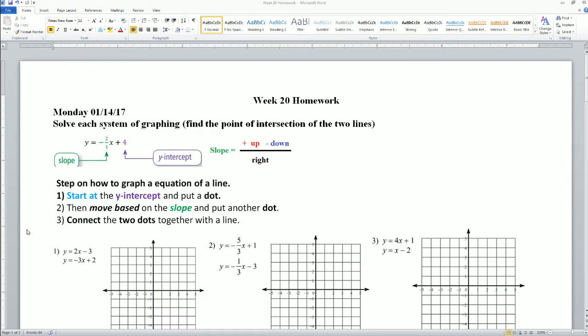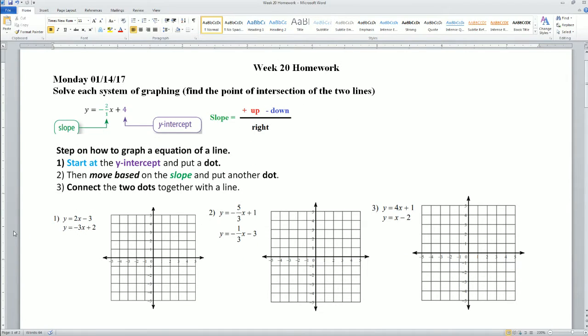Alright, we have three problems here. All three problems have the same instructions. We're going to start off each system of equations by the method of graphing. You have two equations here. We call that a system, and we are going to solve it by finding the point of intersection between the two lines. Each equation here is going to produce a line. Alright, here are the steps. We will be using the steps here to graph.